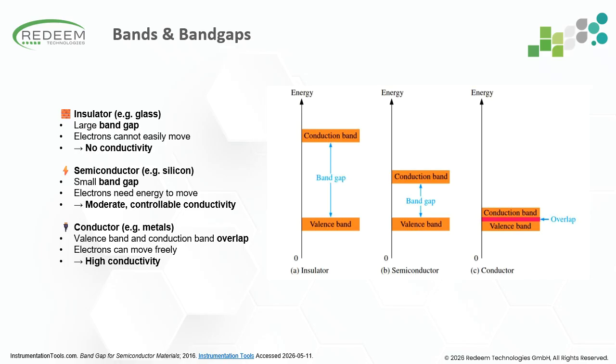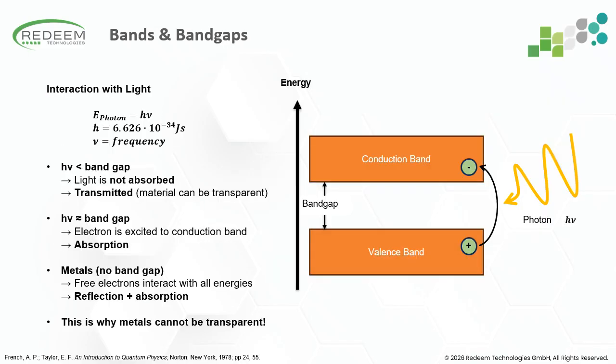For PEC applications, semiconductors provide exactly the balance that we need because they are stable in the dark but become electrically active when illuminated, especially in the range of visible light.